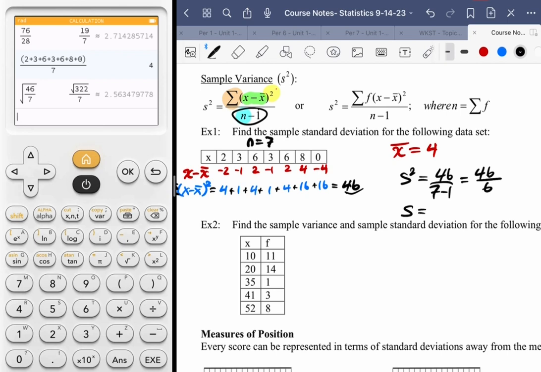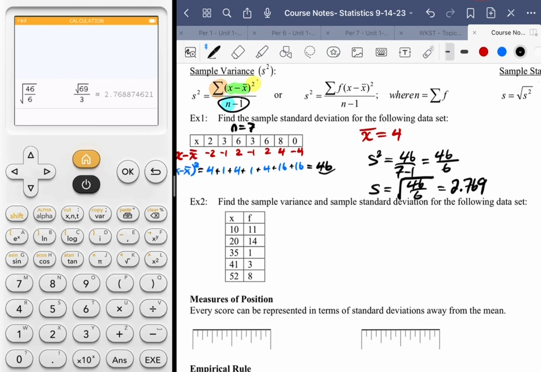The standard deviation, which was what they're asking us for, is the square root of that number. So I'll plug that in: 46 divided by 6, and I'm looking at about 2.769. Now, standard deviation is actually a comparative value. If the standard deviation is equal to 0, that means all the values are the same. If it's bigger than 0, it means the values are not all the same, but we don't know in what capacity until we have something else to compare it with.